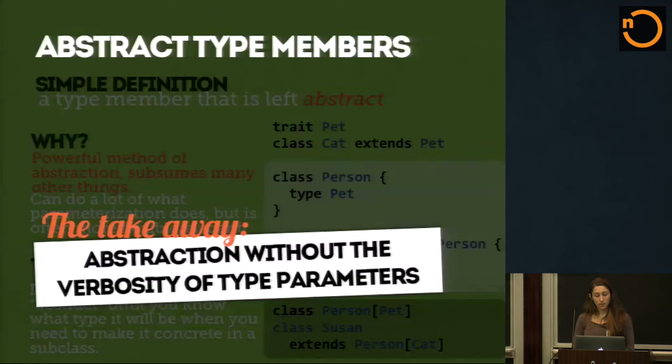So anyway, the point is that you'll find later that these abstract type members are pretty powerful, because we'll see that it's possible using them to subsume a lot of other things in Scala's type system. The takeaway that I'd like you to walk away with about abstract type members is that you can still achieve the same level of abstraction without the verbosity of type parameters and having to keep track of where you're passing these things.